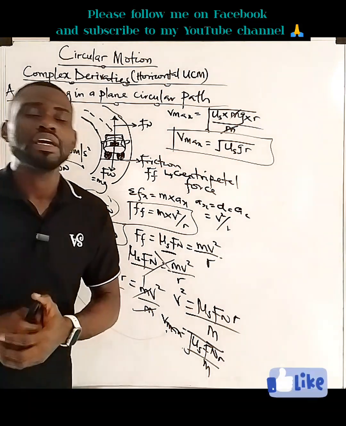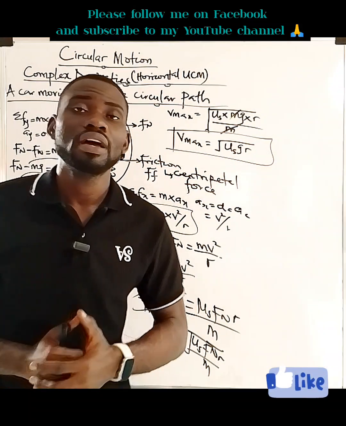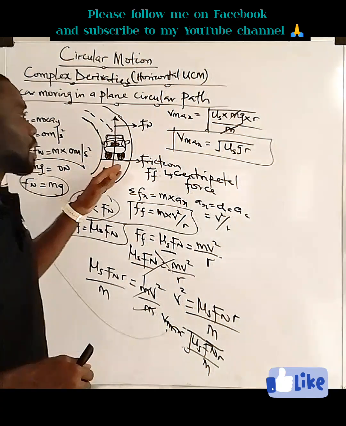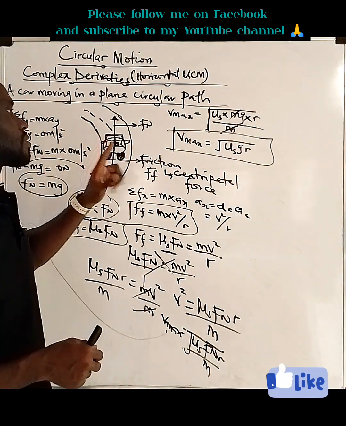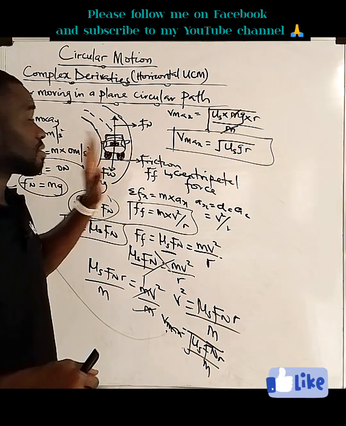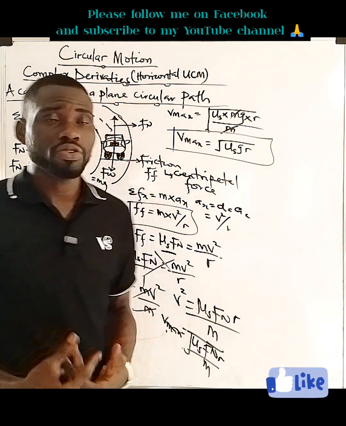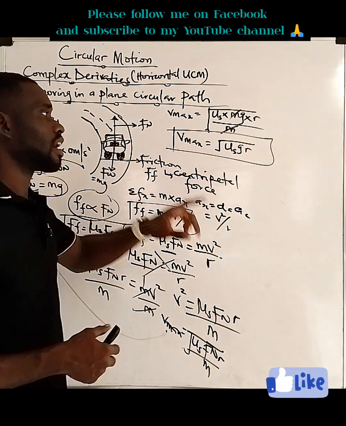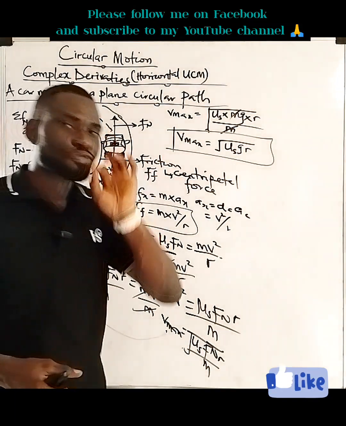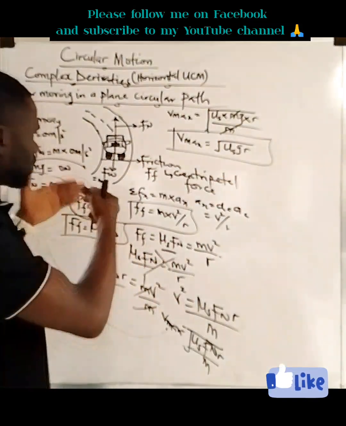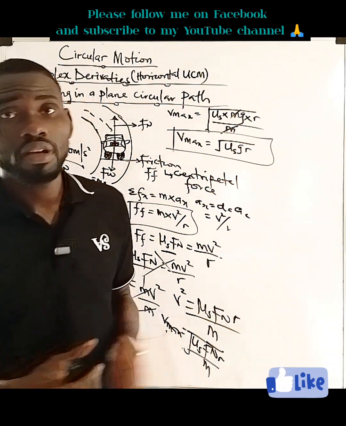A car moving in a circular path, as simple as ABC. So this is the formula we're going to be using to solve this. Now don't forget, this car is moving in a plain circular path, there is no angle involved. There's no angle involved. It is frictional force that brings about the centripetal force, which keeps this body moving in a circular path. So that is all for this.